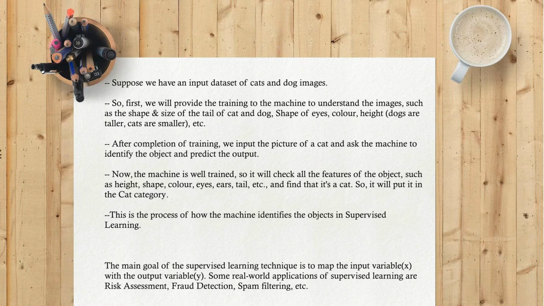After completion of training, we input the picture of a cat, and ask the machine to identify the object and predict the output. Now, the machine is well trained, so it will check all the features of the object, such as height, shape, color, eyes, ears, tail, etc., and find that it's a cat. So, it will put it in the cat category. This is the process of how the machine identifies the objects in supervised learning.